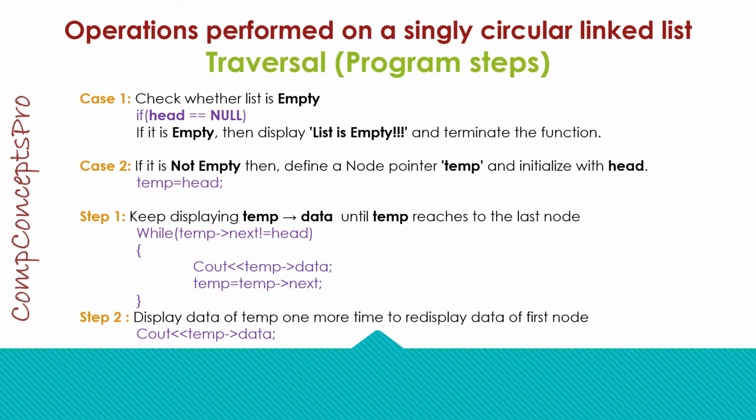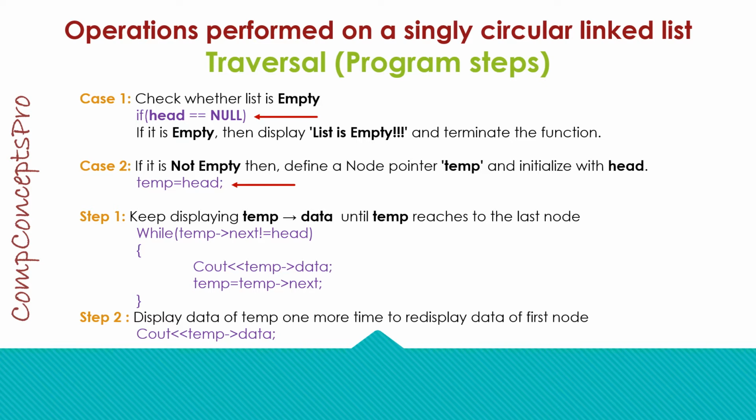So these are the program statements for traversal in a singly circular linked list. Firstly, as always, check if the list is already empty. If it is, terminate the function by displaying an appropriate message on the screen. But if it is not, we'll first assign a temporary pointer, say temp, and assign it the same value as head, which means it should also point to the first node of the list.